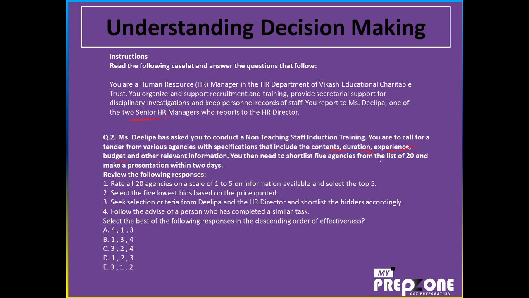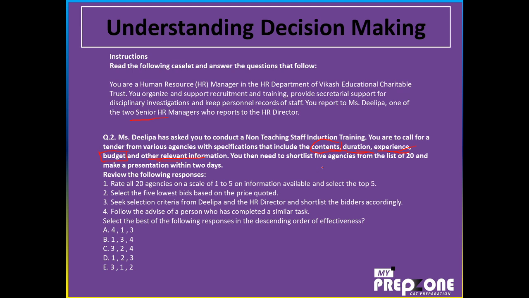You then need to shortlist 5 agencies from the list of 20 and make a presentation within 2 days. So you have to call for a tender, and then these agencies will provide you with their content for the non-teaching staff induction training, the duration, the experience, the budget, and everything else. All these things are going to be very important for taking the decision: content, duration of the training, the experience of the people who will be taking the training, and the budget, that means the money that the company will have to shell out to award this tender, and other relevant information.